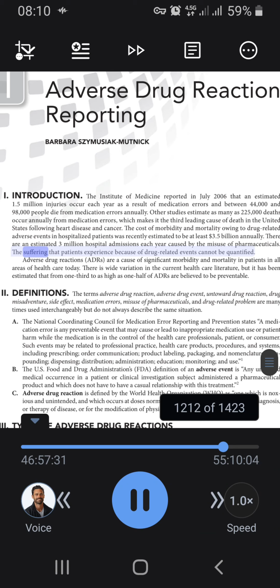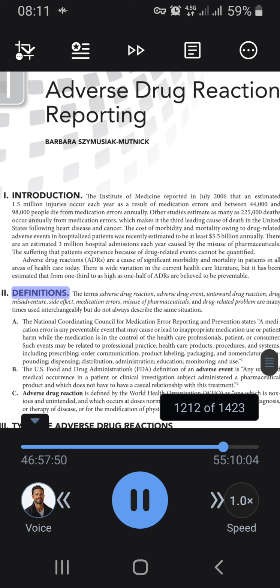The suffering that patients experience because of drug-related events cannot be quantified. Adverse drug reactions, ADRs, are a cause of significant morbidity and mortality in patients in all areas of healthcare today. There is wide variation in the current healthcare literature, but it has been estimated that from 1/3 to as high as 1/2 of ADRs are believed to be preventable.